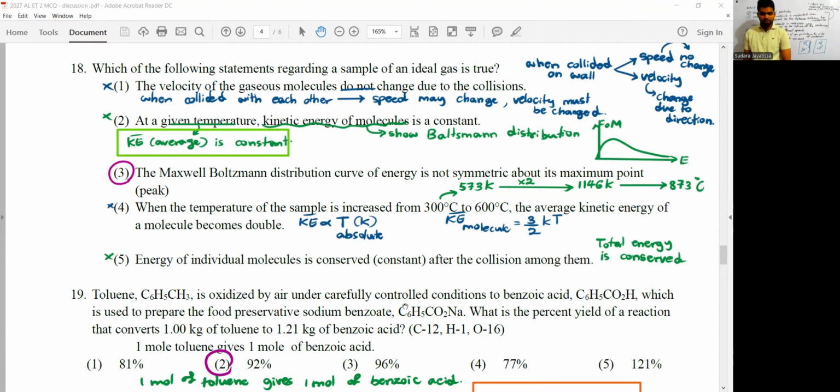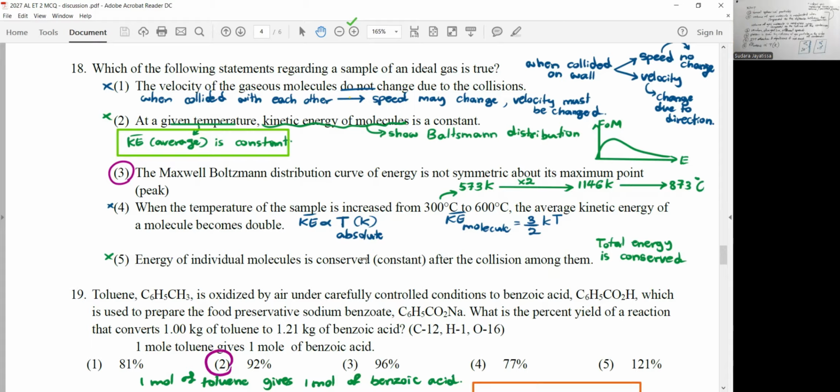And then refer to the fourth statement. When the temperature of a sample increases from 300 to 600, right? 300 to 600, average kinetic energy of molecule becomes double. Okay, so that's wrong, right? Average kinetic energy is not going to be double, right? So 300 to 600 is not multiplying the temperature by 2. Average kinetic energy is proportional to absolute temperature. So 300 Celsius is not the absolute temperature.